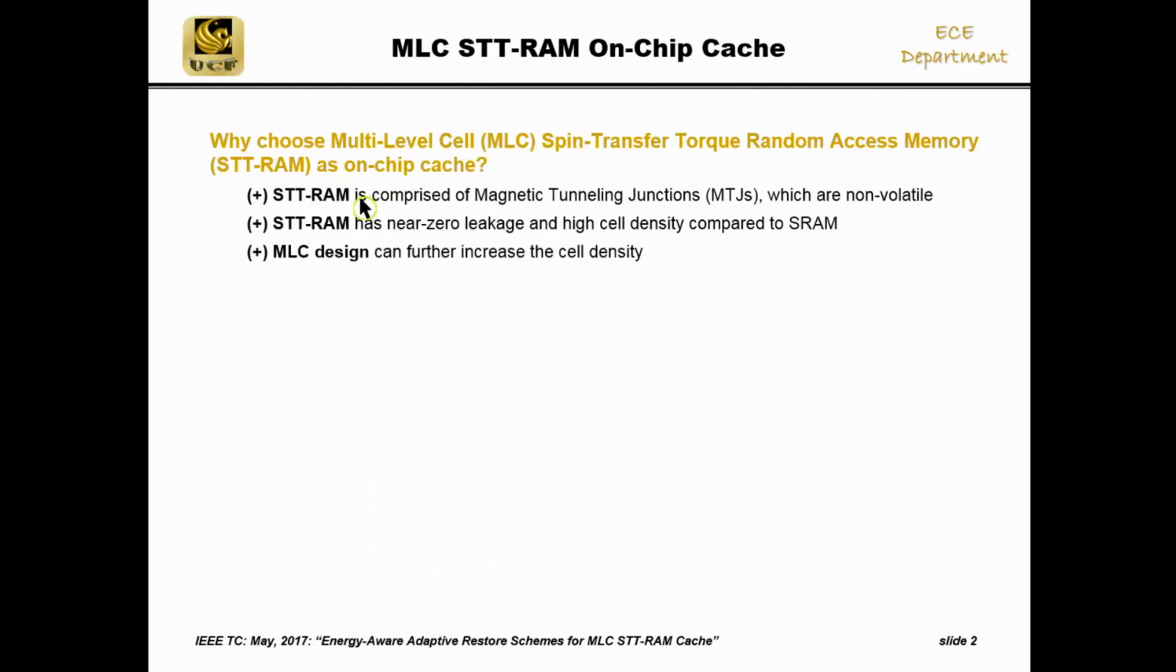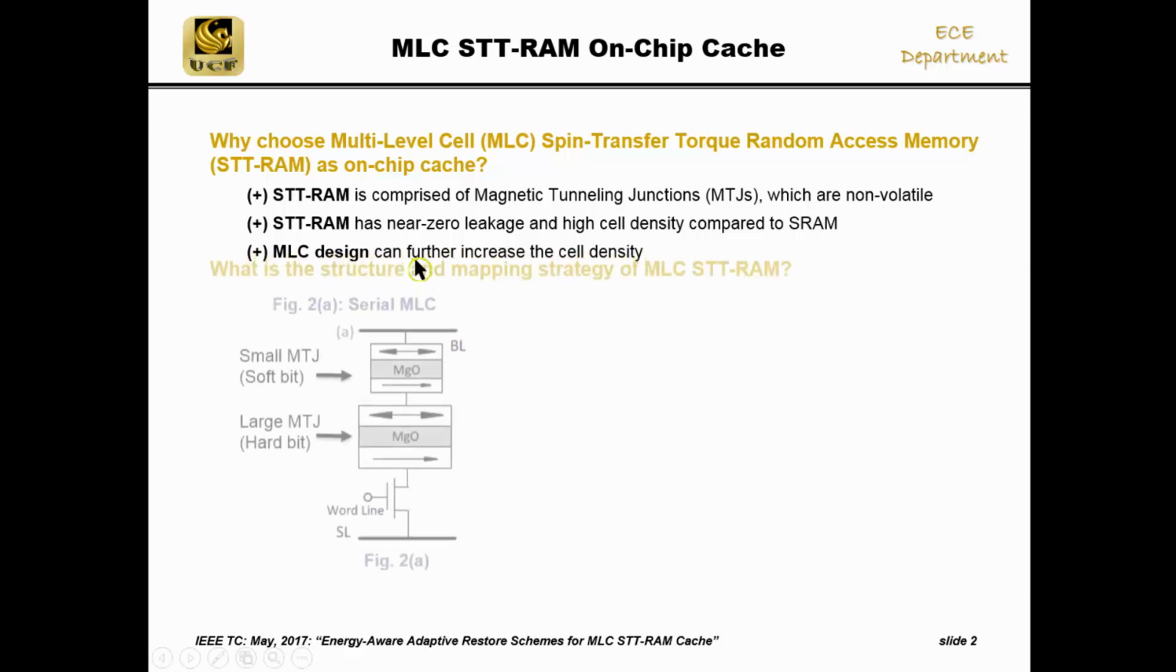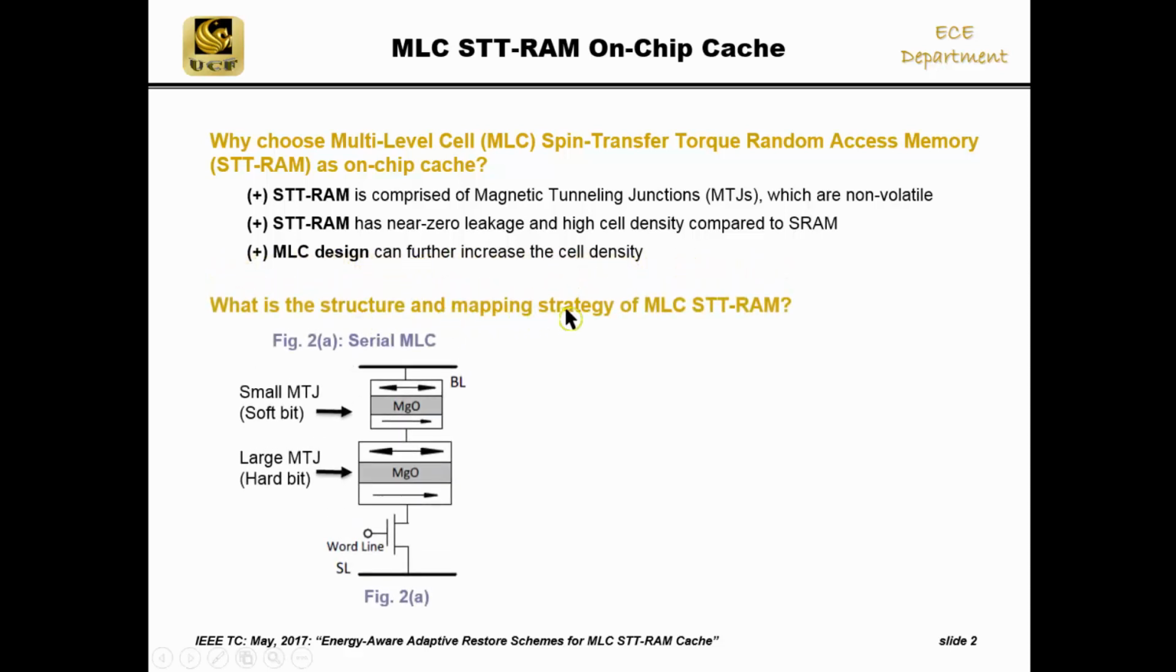Well, cache leakage and overall energy consumption are significant concerns for multi-core dies, so energy and area-sparing alternatives are sought. STT is composed of MTJs, which are non-volatile devices. They have near zero leakage, high cell density compared to SRAM, and the density can be increased using a multi-level cell design. What is the structure and mapping strategy?